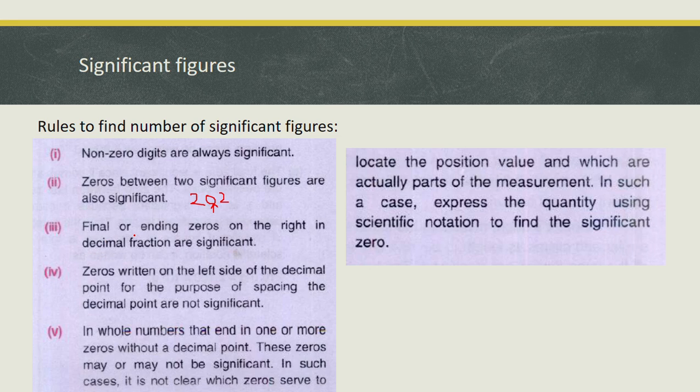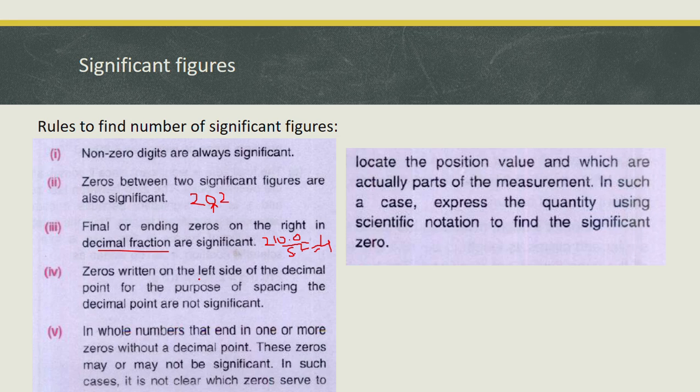Now final zeros, or ending zeros on the right side of the decimal, are also significant. Let's suppose I am writing 210.0. It has four significant figures, because these two zeros are also significant. They are on the right side, ending the decimal fraction, so they are also significant.